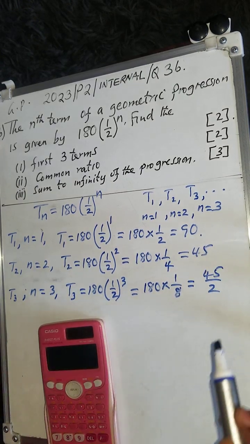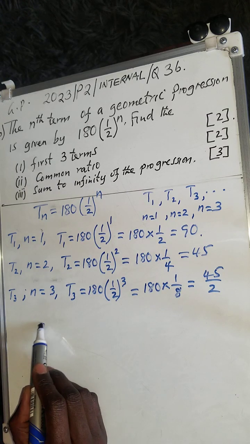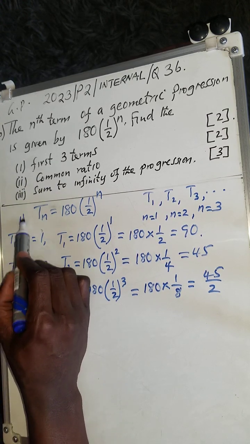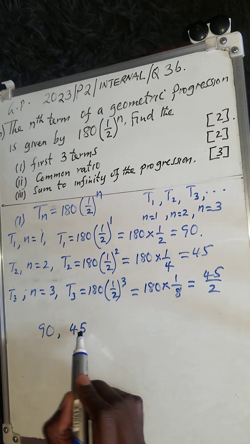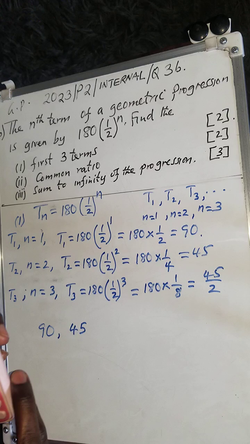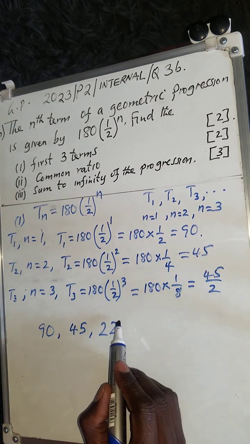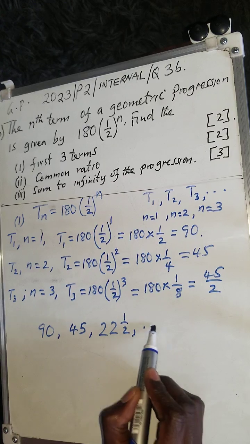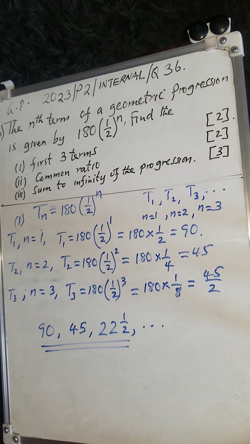Or if you want, you can simply say it is 45 over 2. So since it says the first three terms, the first term is 90, the second term is 45, and the third term is 22 and a half. So these are the first three terms that they wanted you to get.